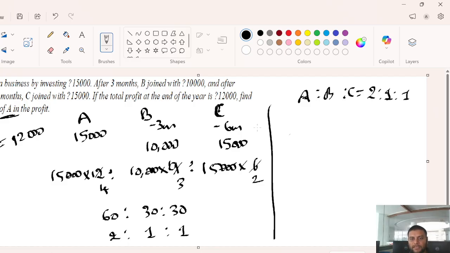In that, A's share will be 2, representing A, divided by 2 plus 1 plus 1, that is the total parts.